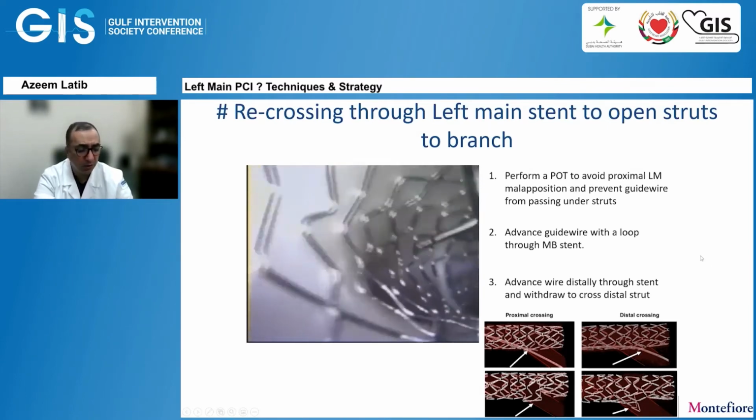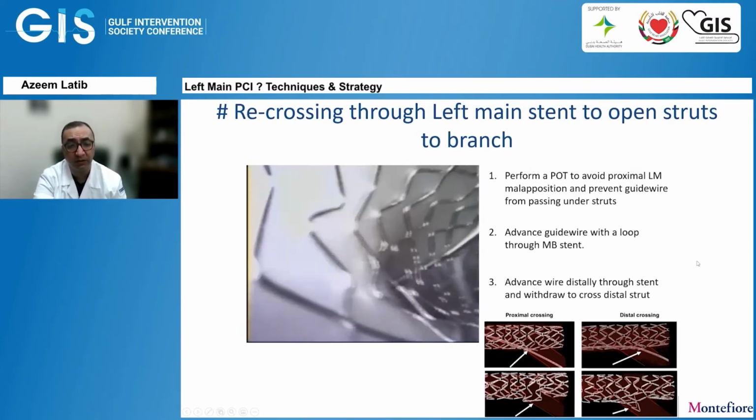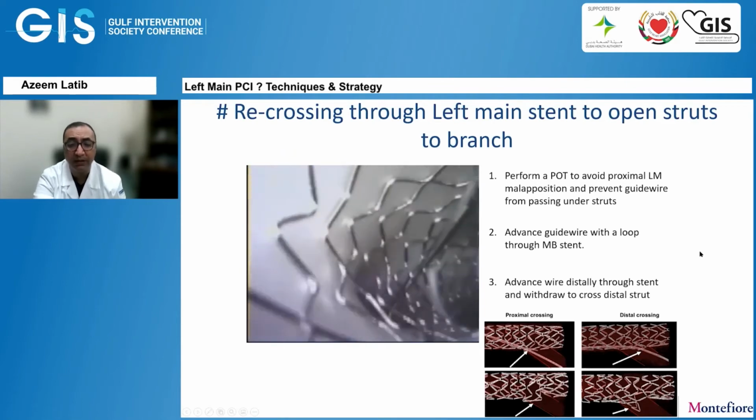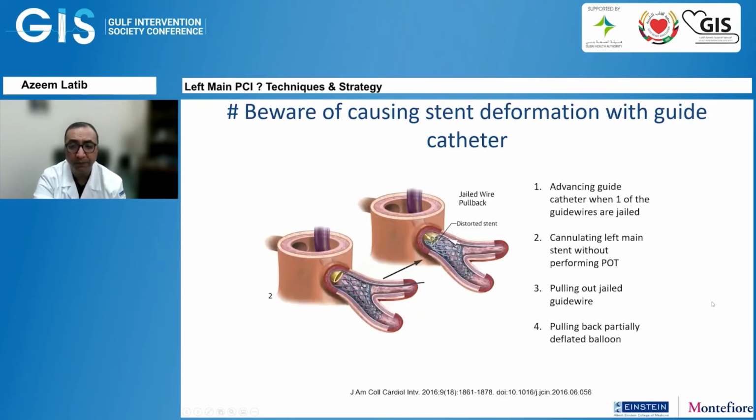Okay. Here you see what it looks like to have a distal cross. And it's really that pullback technique. The other thing, remember when stenting the left main, especially with the stent coming back to the ostium, is be careful not to deform the stent. We have much better stents now that are more resistant to deformation, but still, any stent can be deformed.